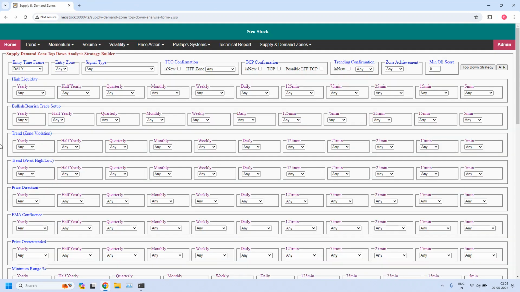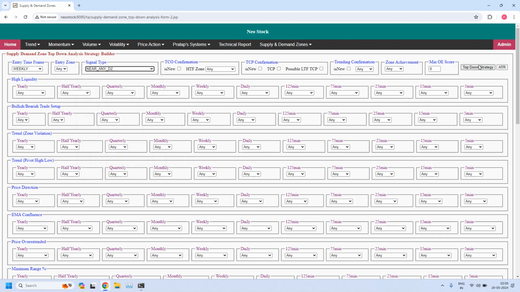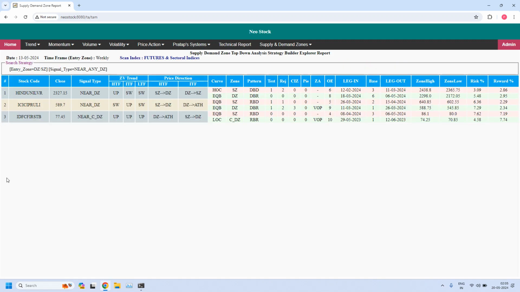Now let's generate the reports. So entry time frame is weekly because we are generating weekly reports. First we will find the stocks near weekly demand zone. So 3 stocks are filtered which are near to the weekly demand zone.